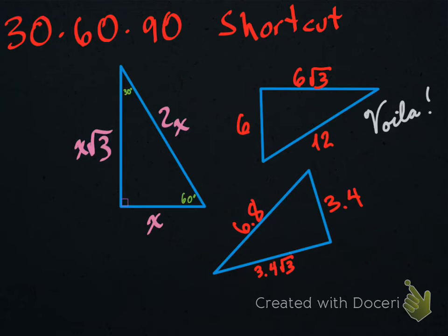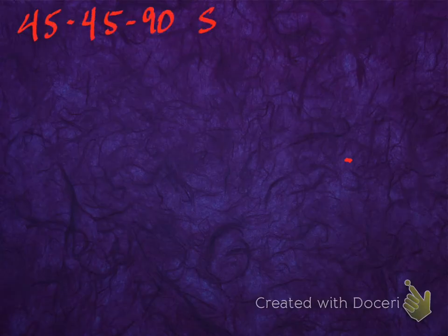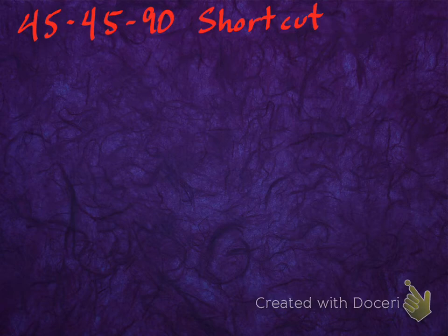Make sure that when you see this, you see how simple it really is. All you're doing is taking the number for the side length of the shortest leg and multiplying that times the square root of 3 for the longer leg. That's all there is to it. Voila, you're done. All right, let's take a look at the other shortcut, the 45-45 right triangle shortcut.